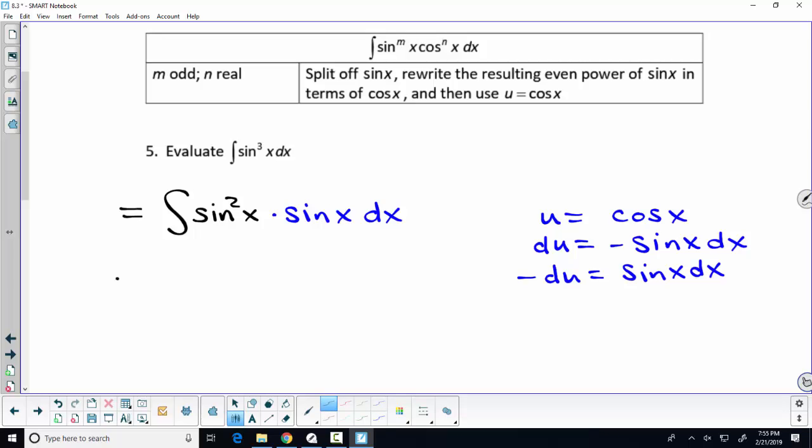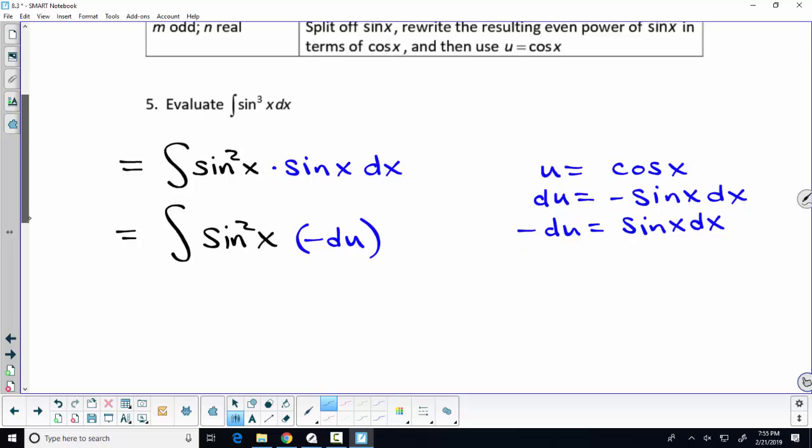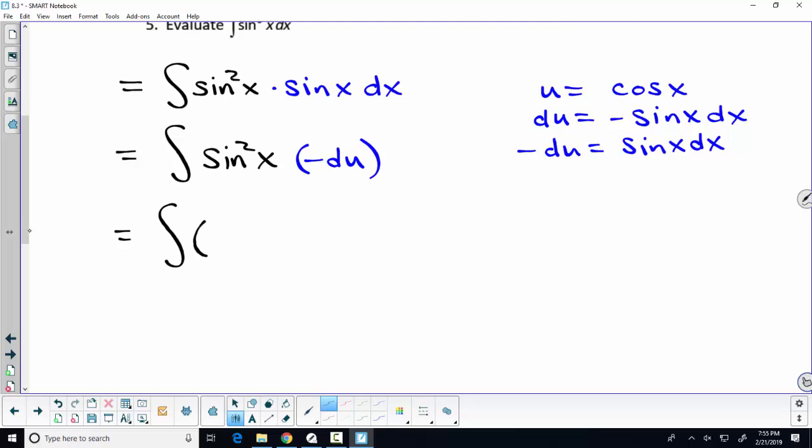So then we can rewrite this. Sine squared, we can't really do anything with yet, but we know sine x dx is negative du for this one. And what about this sine squared of x? We go back to our u substitution. Our u was cosine, so I need this sine in terms of cosine. So I just use the Pythagorean identity to rewrite that. We'll put our negative out here and our du. Okay, all right with that?